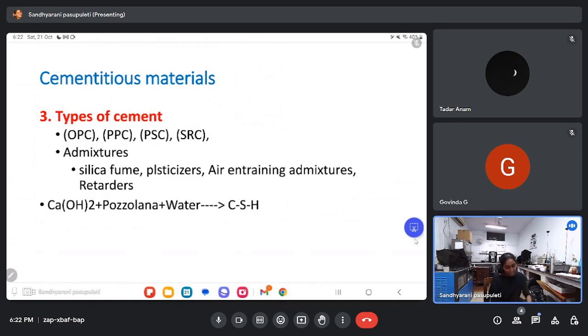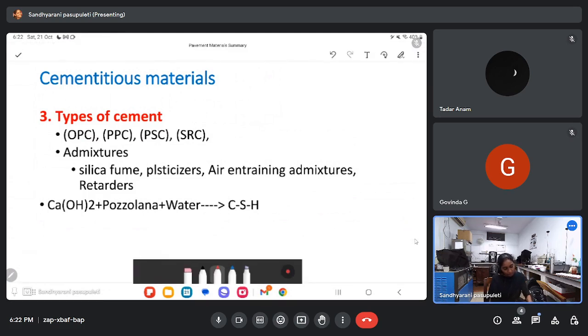For that, we add some pozzolanic materials like pozzolana, slag, and also some other admixtures. Then those will react with the calcium hydroxide, and they will also form something called CSH, calcium silicate hydrate gels, and that will be imparting strength to the concrete. Okay.